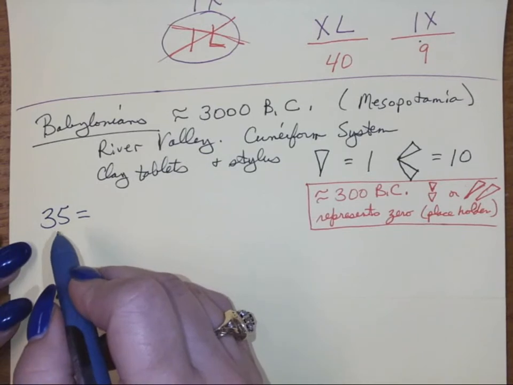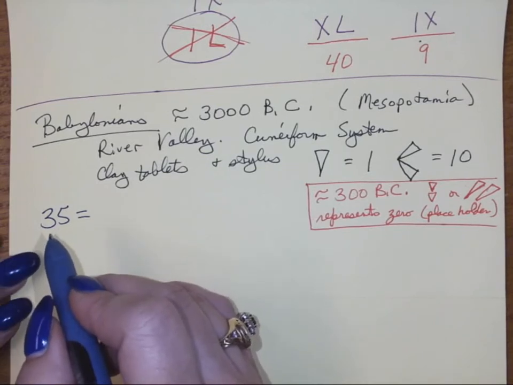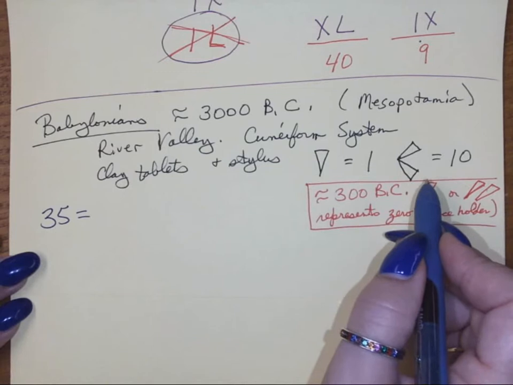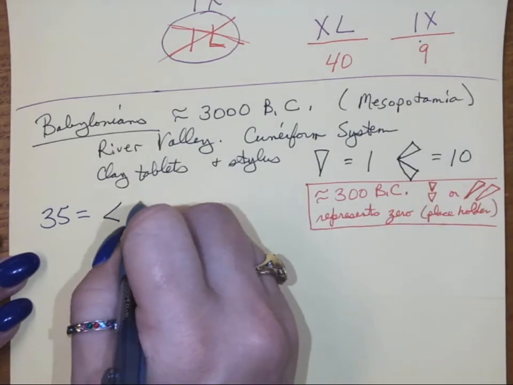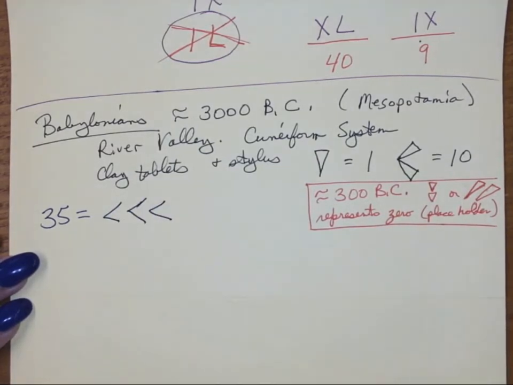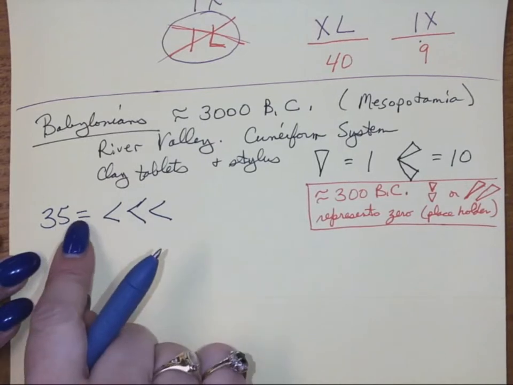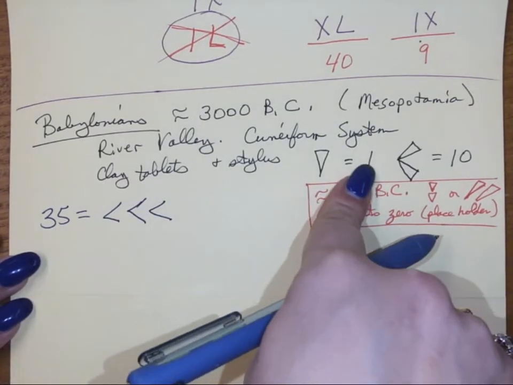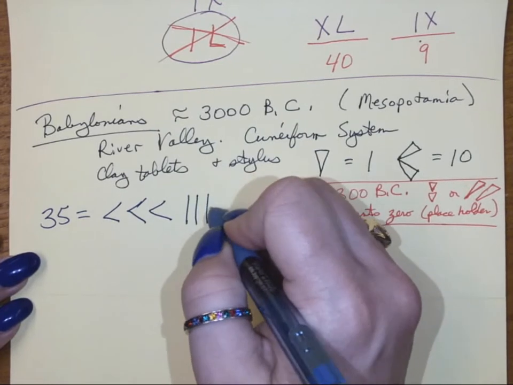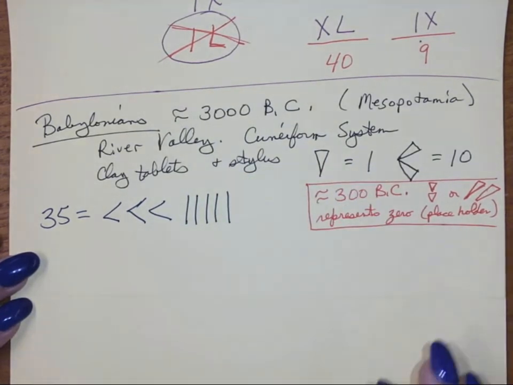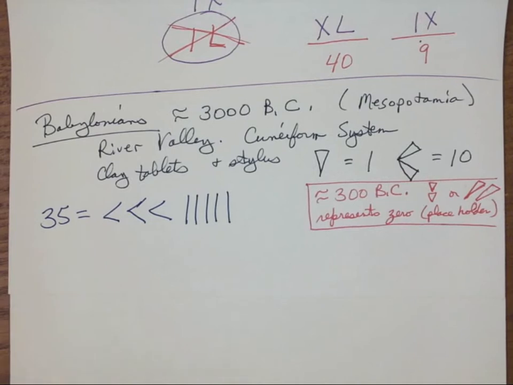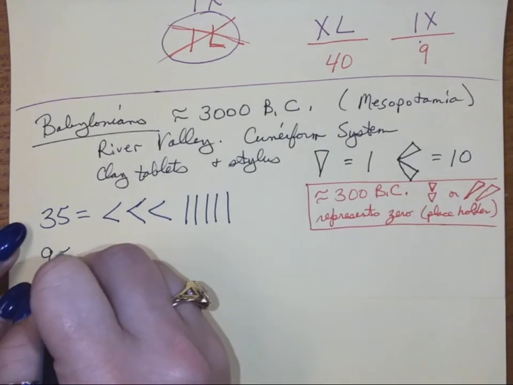So I need 30. So I need what? 3 of the Pac-Mans, right? 3 less than signs or angle signs, however you want to think about that. And then I need 5. So I need 5 of these sticks or units or ones, however you want to think about them. So that's not terrible, because okay, it's 35. No worries. But the problem becomes, what if I want to say something like 95?